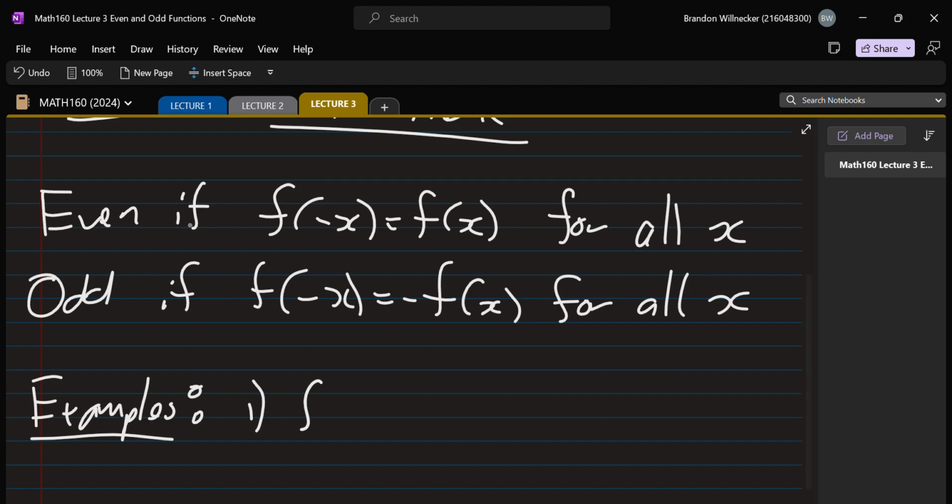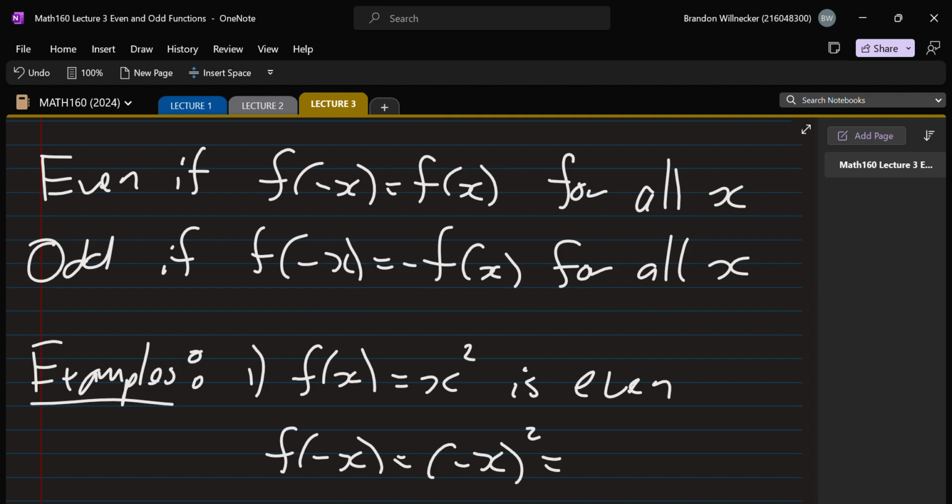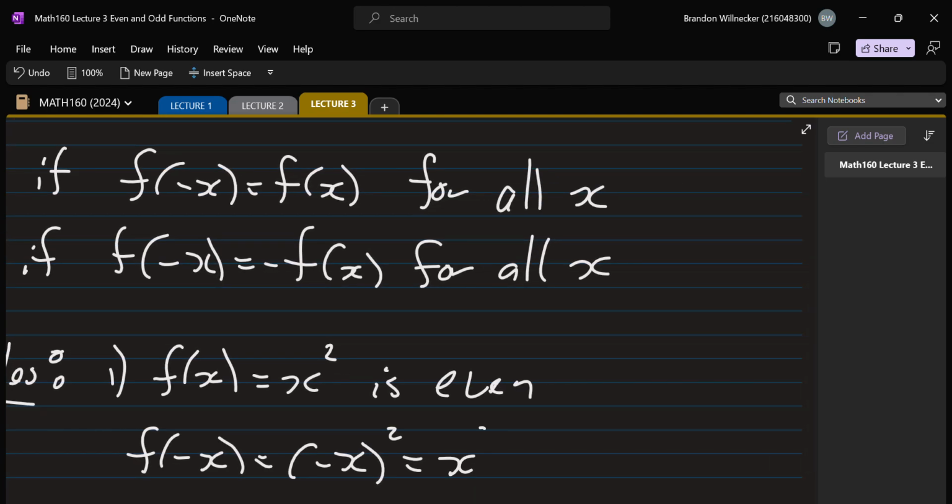Number 1. f of x equals x squared is even. Okay, now I'm just writing that down. You need to be convinced of that. How do we convince ourselves? Well, we look at the property and we show that it's true. So let's check f of minus x. Wherever you see an x, you now put a minus x. So this will be minus x, squared. But minus x squared is just x squared. And x squared is just f of x.